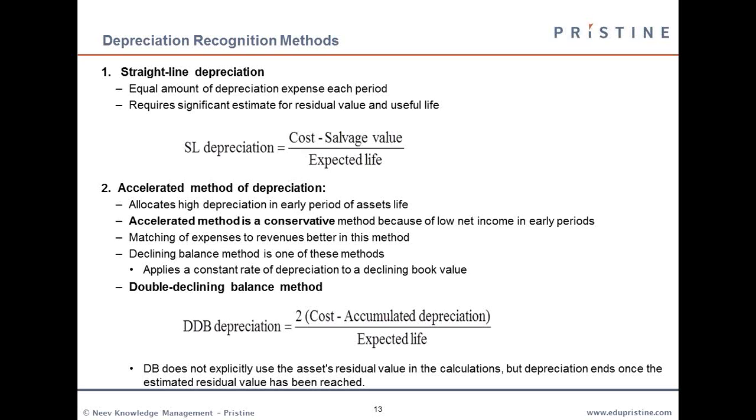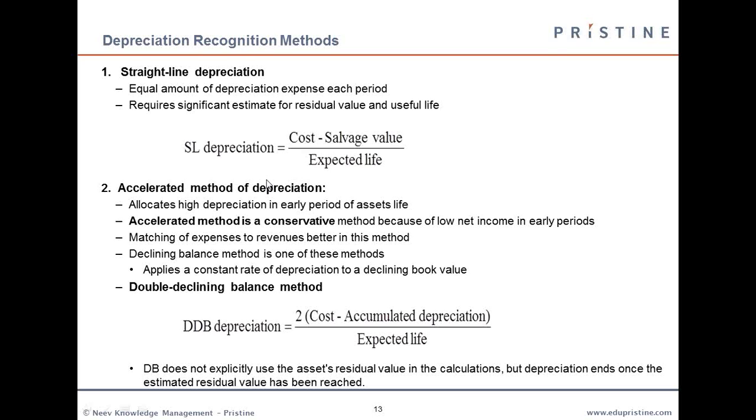So accelerated method is a conservative method. Why do I say it is conservative? Because obviously you recognize more expenses which causes low net income, and hence showing low net income means you are conservative.